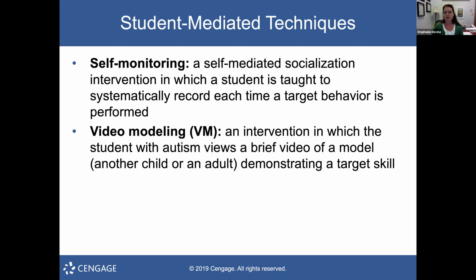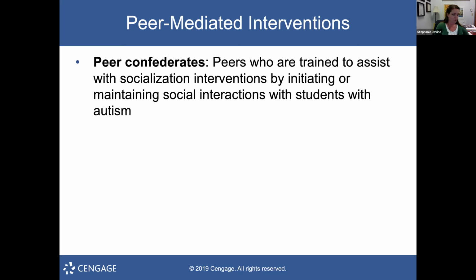Video modeling is an intervention where the student will view a brief video of someone demonstrating the target skill. When it's video self-modeling, it's where the child or the student with autism is videoed completing the target skill successfully. And then they can watch that to review how it's supposed to be. So both are very effective practices to implement. That can definitely be something you build into your planning.